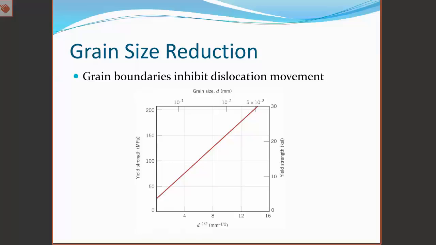Something that we discussed in previous chapters was grain size reduction. Reducing the size of the grains increases the number of grain boundaries in materials, and the dislocations find it very hard to move over a grain boundary because of the disruption in the crystal order at the grain boundary. And so the more grain boundaries we have, the more we can increase strength in this way. We can see that in this diagram.